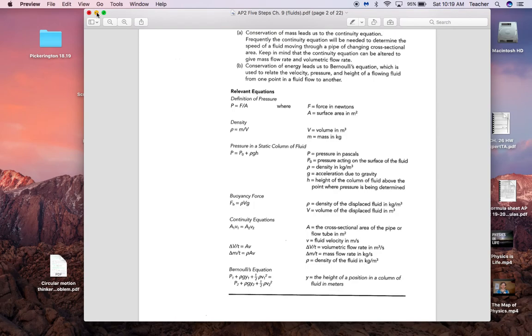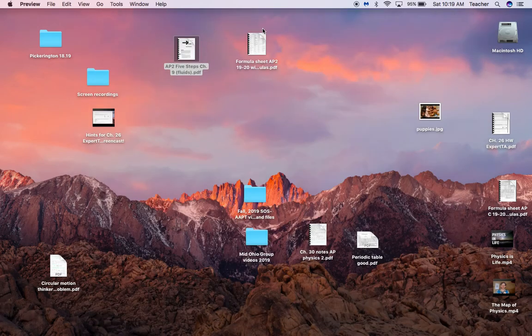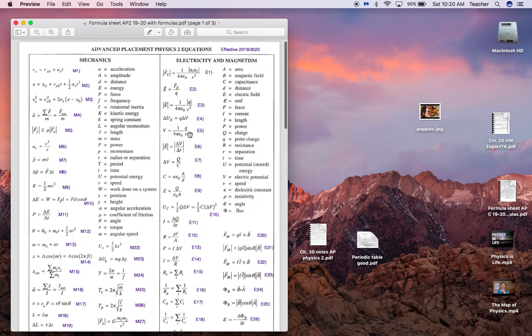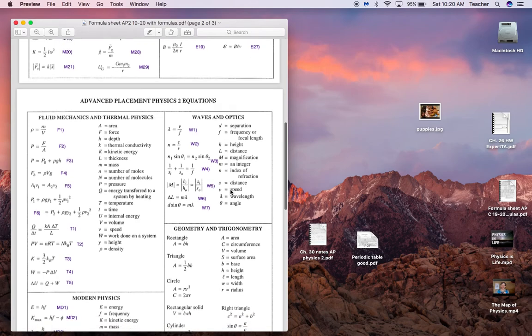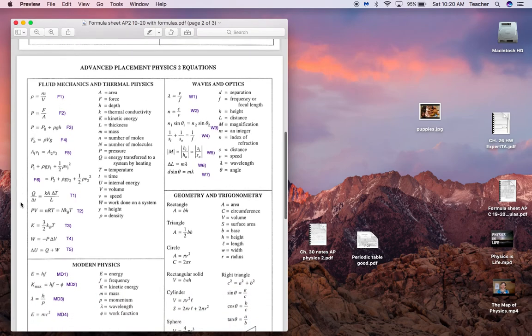If you notice, these are on your AP2 formula sheet, all in one spot. This is the version that I've given you. Hey, since you're going to be taking the test at home, you may want to use this version with these labeled formulas on it. I'm not sure what the requirements are going to be yet. AP is going to release more information on April 3rd. So this is electricity, magnetism, and mechanics. These are fluids and thermal physics.